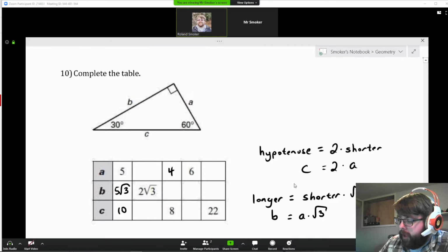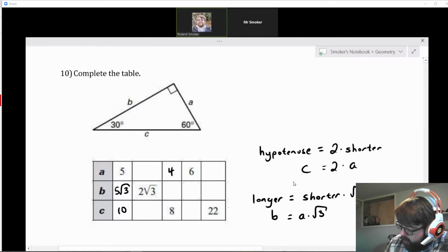So you need to find the shorter leg if you don't know. If you don't know A, you need to find A first for all of these. And then once I know A, then I can find B because it's going to be A times root 3. So it's going to be 4 times root 3.